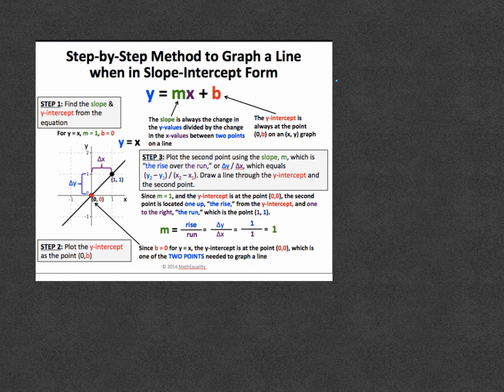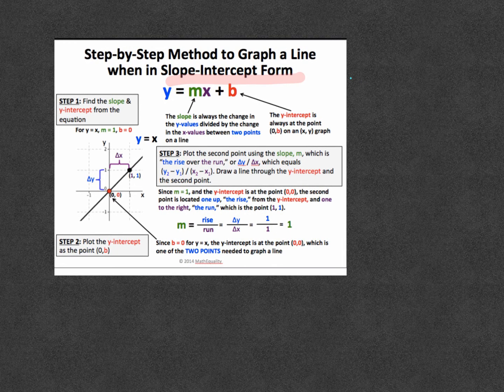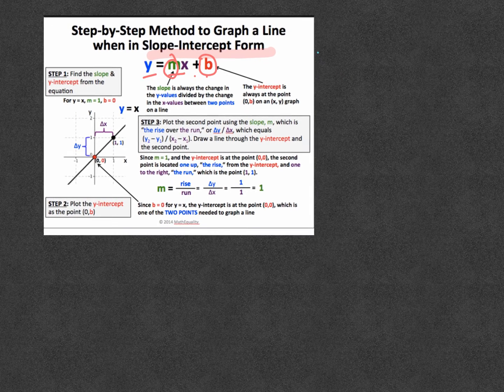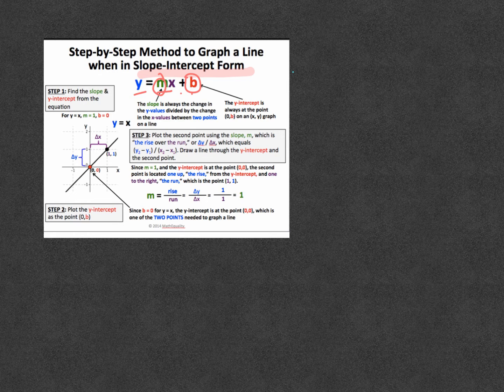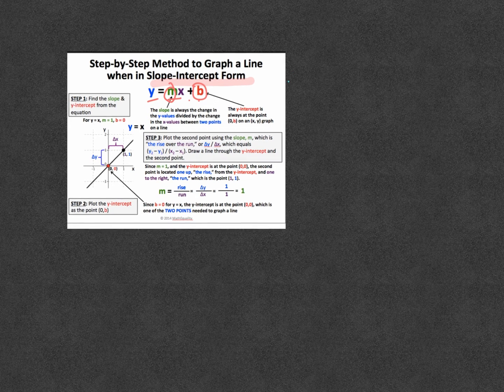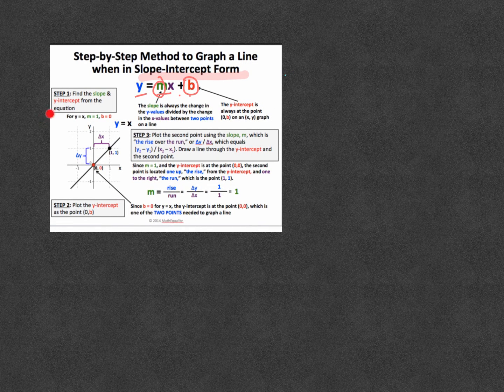Now, let's talk about using the slope-intercept form. Here is the form, which is y equals mx plus b. And remember, m is slope and b is your y-intercept, okay? I think I gave you this little chart when we were back in school, to use to find the slope and y-intercept from the equation, all right?